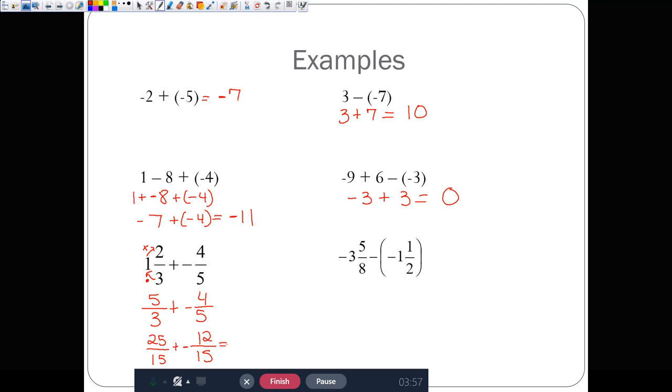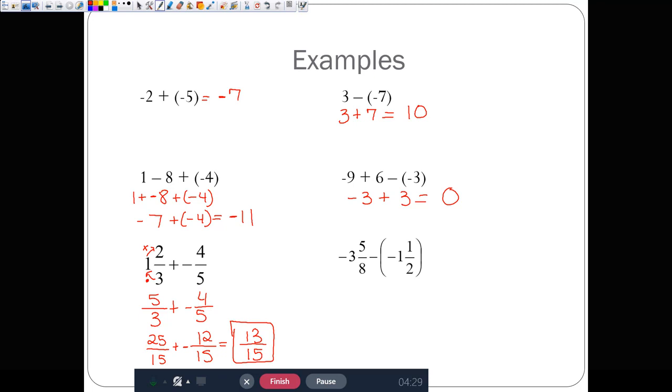So we have one positive number and one negative number. So I'm going to subtract. So 25 minus 12 is 13. We keep the sign of the bigger number. So 25 is larger, so it's going to be positive. So it's going to be 13 over 15. We are going to leave it as an improper fraction if it was an improper fraction. We would reduce if it could be reduced.